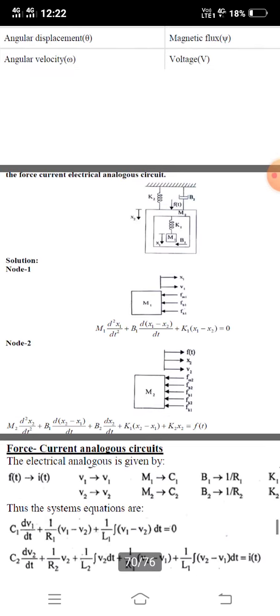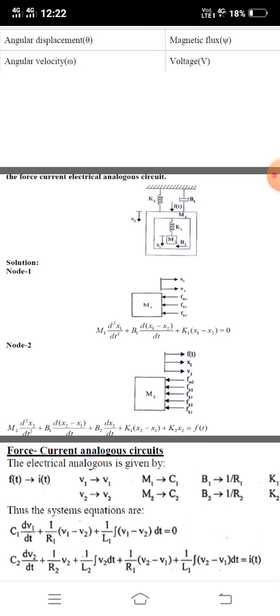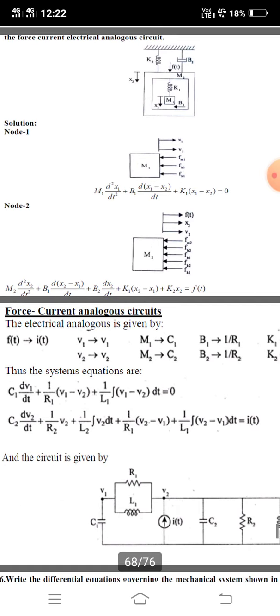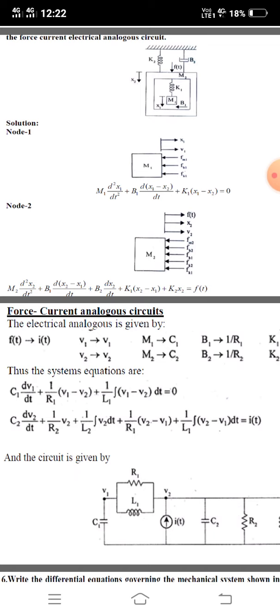Now we have done the mechanical translation equations, two equations. These two equations are replaced by the electrical force current analog circuit. Like that replacement: F of t is I of t, V1 equal to V1, V2 equal to V2, M1 equal to C1, M2 equal to C2, B1 equal to 1 by R1, B2 equal to 1 by R2, K1 equal to 1 by L1, K2 equal to 1 by L2. These are all the features related to the electrical analog.